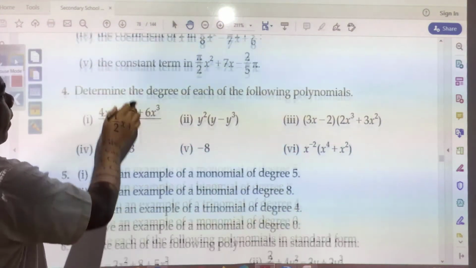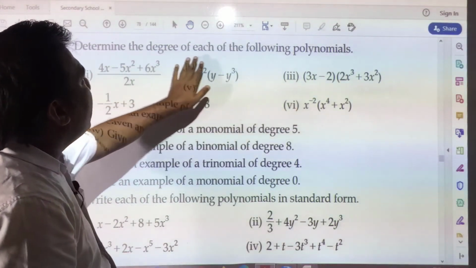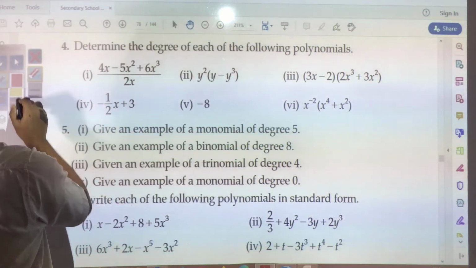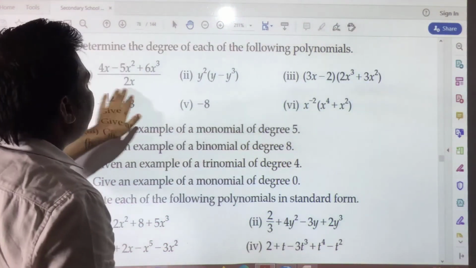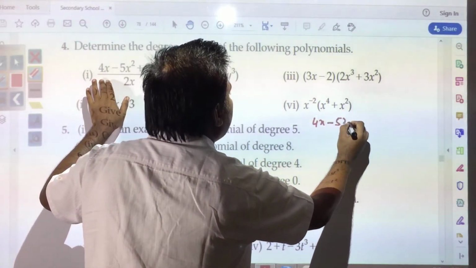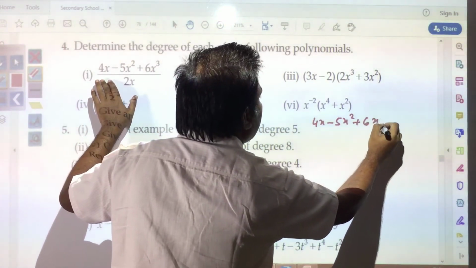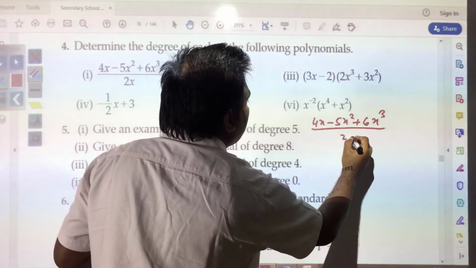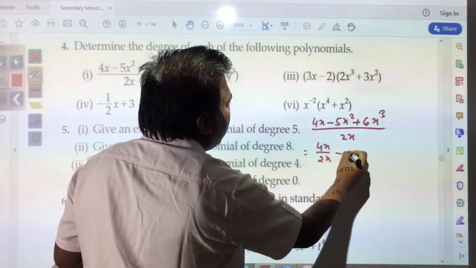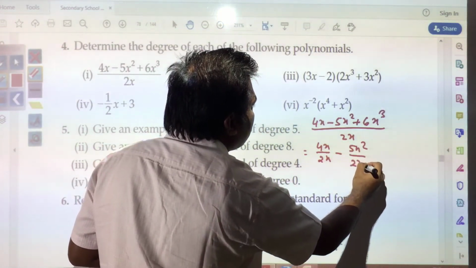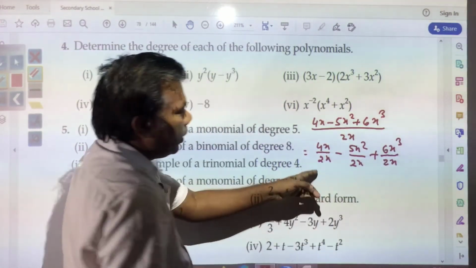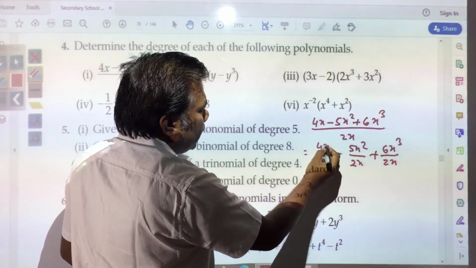Next you see: determine the degree of each of the following polynomials. You need to determine the degree. Here, if you simplify this expression, you have 4x minus 5x square plus 6x cube divided by 2x. So if you simplify, you write 4x by 2x minus 5x square by 2x plus 6x cube by 2x, and further simplifying, 2 to the 4 and x will be cancelled.